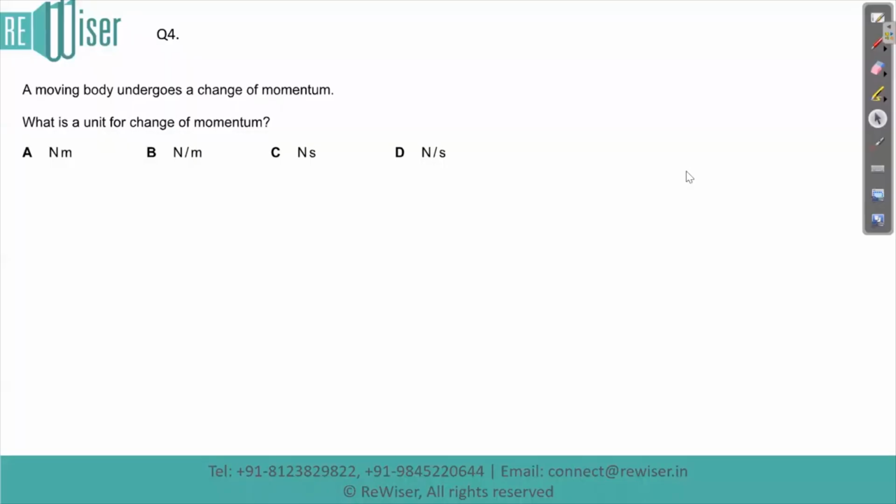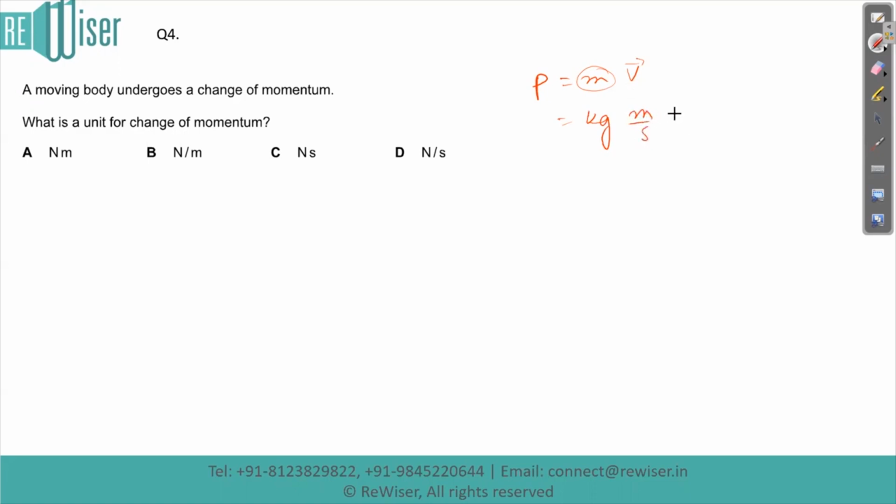Question 4. A moving body undergoes a change of momentum. What is the unit of change of momentum? You see, momentum is mass into velocity, right? Mass is kg, and velocity is meters per second.